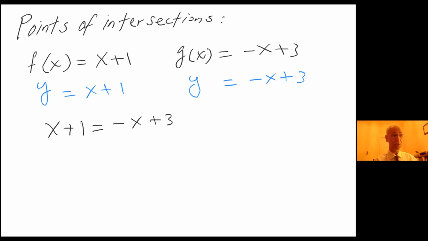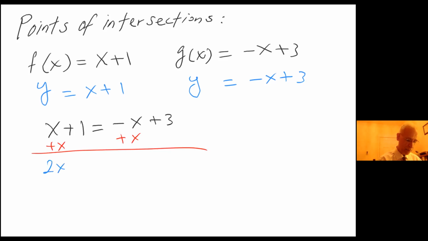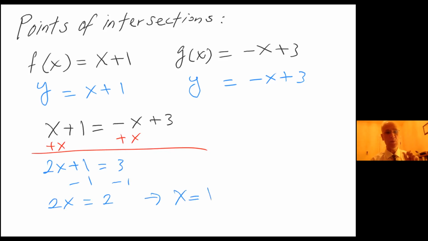Well, if I add x to both sides of this equation, I'm going to get 2x plus 1 equals 3. I'm going to go ahead and subtract 1 from both sides, so 2x equals 2. Divide both sides by 2, and it follows that x equals 1. So at x equals 1, they intersect.